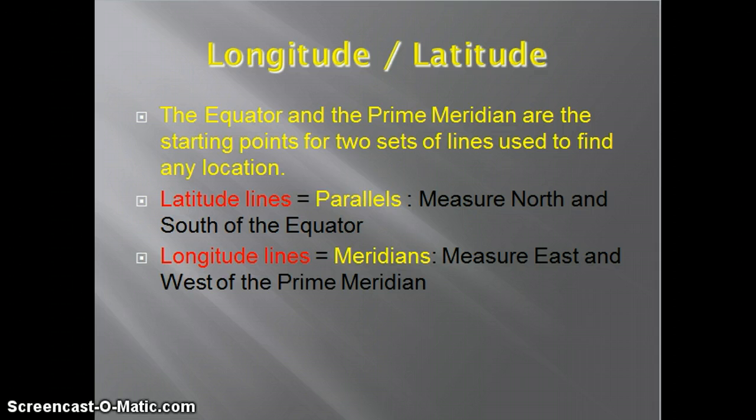First of all, the equator and the prime meridian are the starting points for both these sets of lines. Latitude lines are known as parallels, and they run north and south of the equator. And longitude lines are known as meridians. They run east and west of the prime meridian. If you ever have any confusion over that, I had a teacher one time that made it really simple. They told me that latitude lines are flat, and lat is flat, and so that's kind of an easy way to keep those straight in your mind.